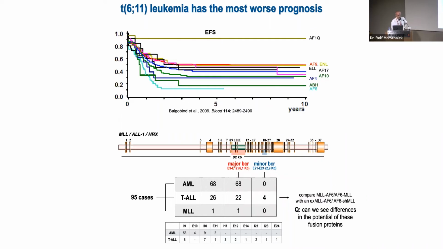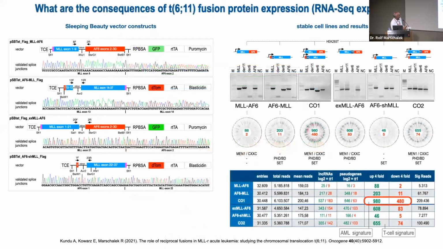And I was fascinated by the idea that we can switch between T-ALL and AML just by switching the breakpoint cluster in the MLL gene. And so we decided to make a very complicated experiment because we designed the normal T611 fusion proteins, which are shown here, but we also cloned the extended MLL-AF6, where we mimic the breakpoint in intron 21 and not in intron 9. And we did also the reciprocal one. And we established 6 cell lines. So we are testing each of these fusion proteins alone and in combination, and then we get this extended MLL and the shortened MLL here, and then also the combination of both.